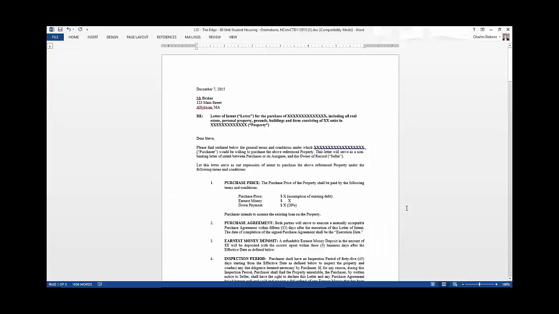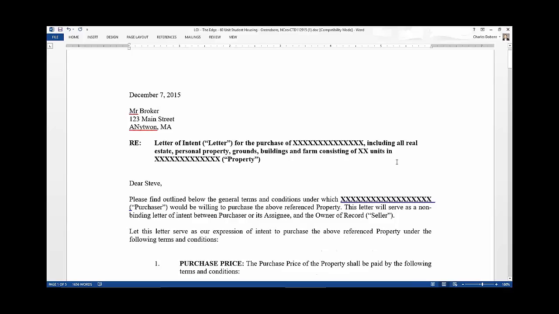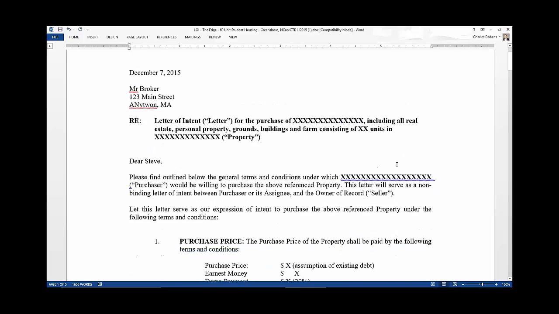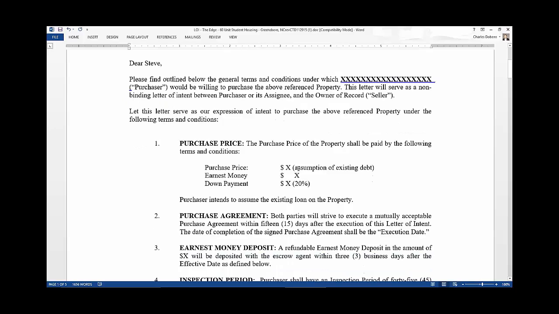But let me just walk you through a couple of things here on the LOI. All right. So here's the LOI that you would use, and I'll post this up to the site as well. You're going to put in here that the assumption takes into consideration the existing debt, and then you're going to put in the down payment. And we put 20% in here, and here's why.